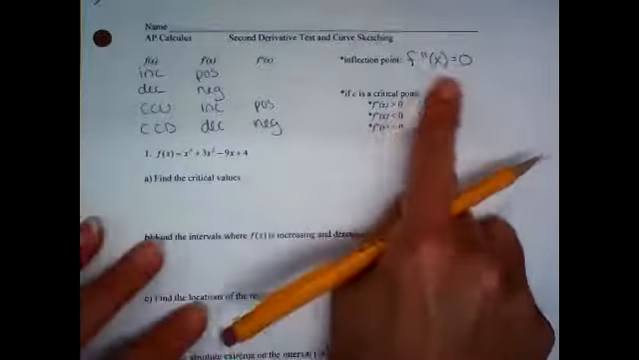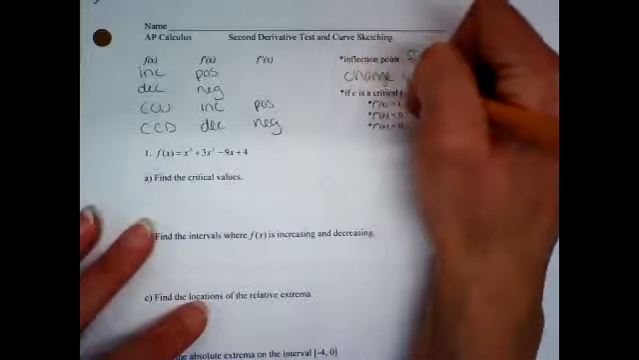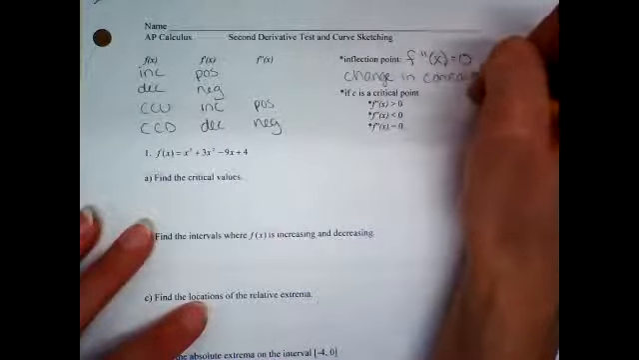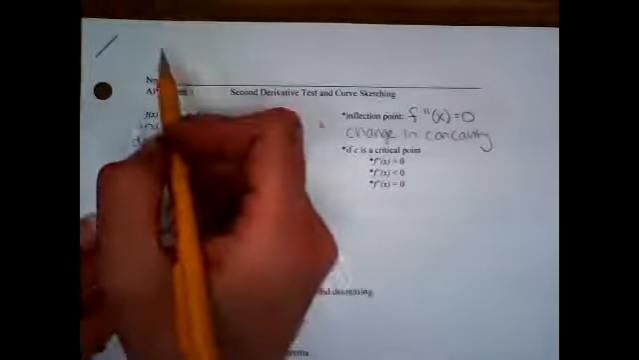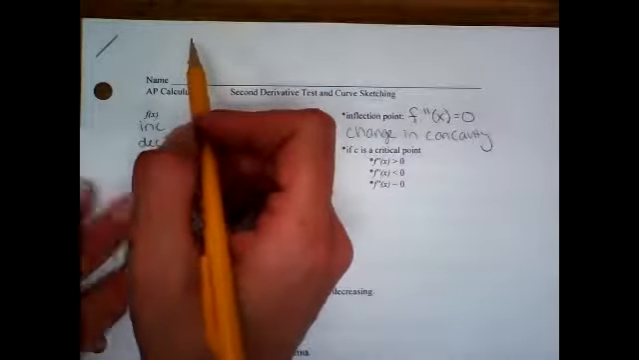You only get an inflection point if there is a change in concavity. So your second derivative could equal 0. That's not a point of inflection unless there's a change. There has to also be a change. So it is a little bit more picky. I'm going to draw some little sketches up here in the margins. If you want to draw them too, you can, just to show you what this would look like.